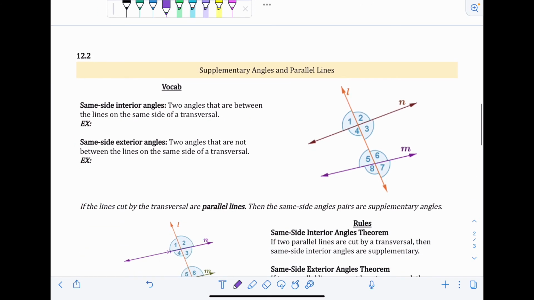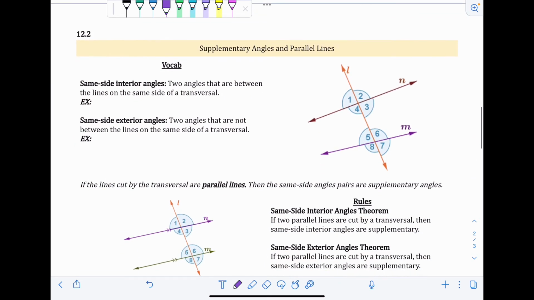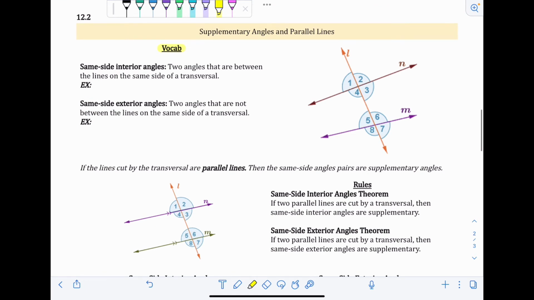Okay, so 12.2 is just more vocab. Starting at the top, it's supplementary angles and parallel lines. So same side interior angles: two angles that are between the lines on the same side of the transversal. Interior means the same thing here, we're just looking inside the two lines, so angles 3, 4, 5, 6. And same side means same side of the transversal. So we're really just looking at either 4 and 5 or 3 and 6.